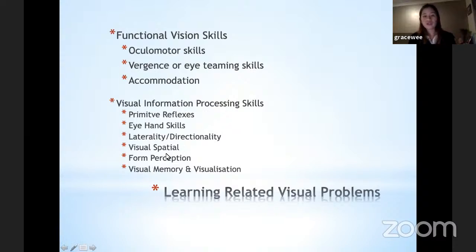Visual spatial skills, so coming under the reversals and knowing where things are in space. So form perception, this is more so to recognize, to visual analysis skills, as well as visual thinking skills. And then you've got the visual memory and the visualization skills. So visual memory meaning they obtain a visual image, and visualization meaning, am I able to create images in my head? Okay, it's the imaginative side of things.